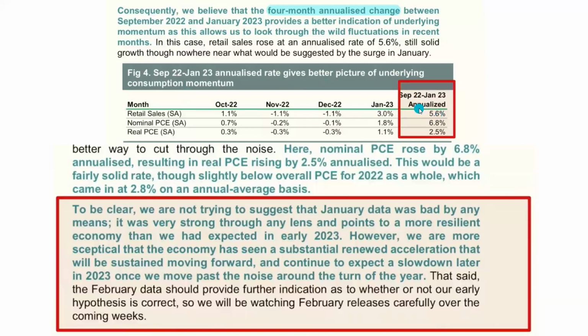over a 4-month annualized change, right? And so you can see here that this is the September 22 through January 23 annualized nominal PCE, retail sales, and real PCE. And so the nominal PCE is at about 6.8% here, right? Nominal PCE rose by 6.8% annualized, resulting in a real PCE rising by 2.5% annualized. This would be a fairly solid rate, though slightly below overall PCE for 2022 as a whole, which came in at 2.8% on an annual basis.